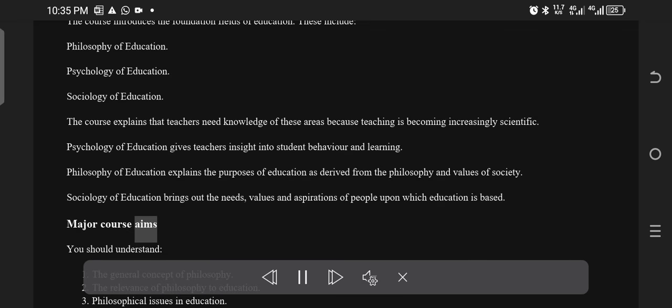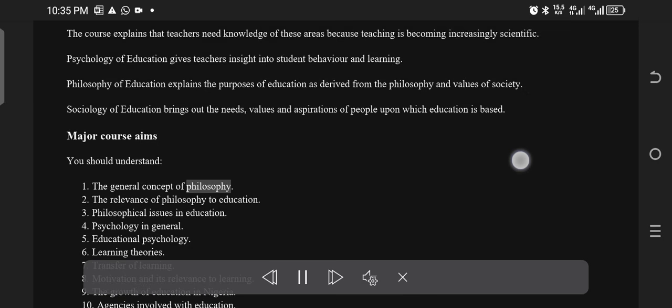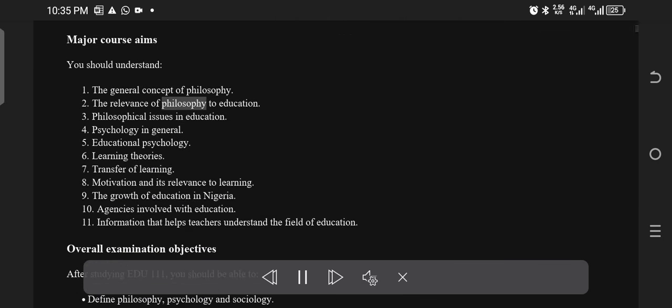Major course aims. You should understand the general concept of philosophy, the relevance of philosophy to education, philosophical issues in education, psychology in general, educational psychology, learning theories, transfer of learning, motivation and its relevance to learning, the growth of education in Nigeria, agencies involved with education, information that helps teachers understand the field of education.